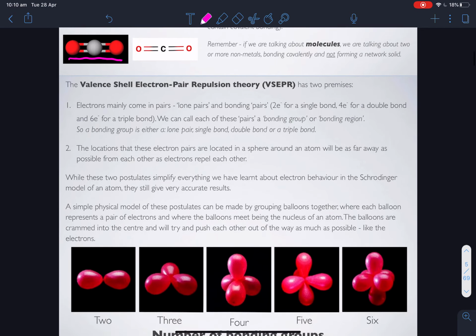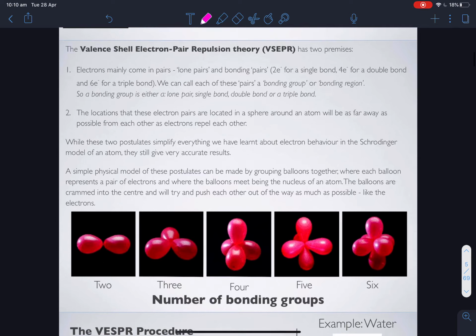Next slide goes through two premises. The two premises of this VSEPR, I forget these letters around. I think most chemists actually call it VSEPR theory.